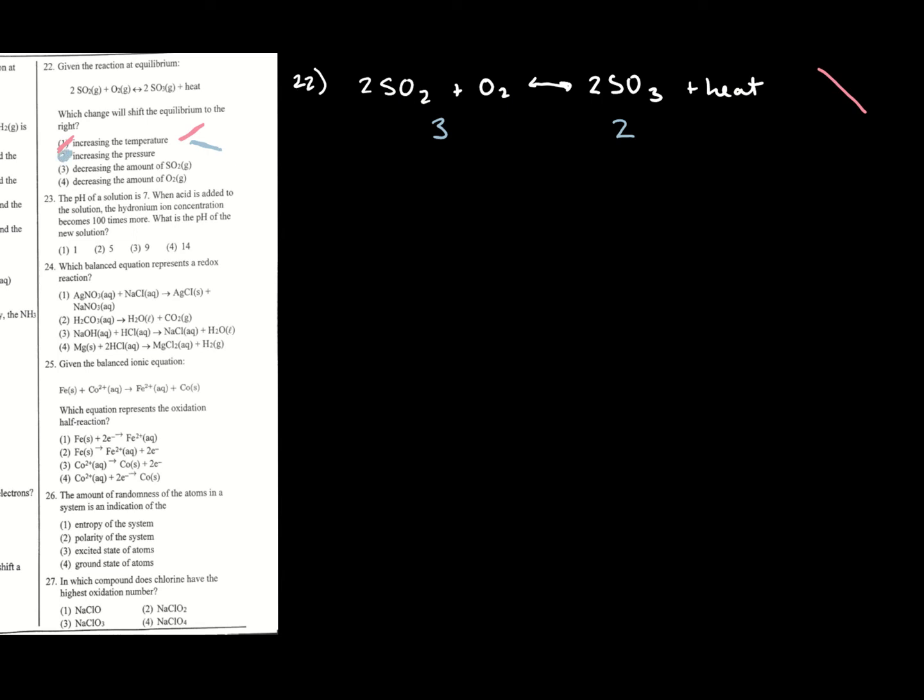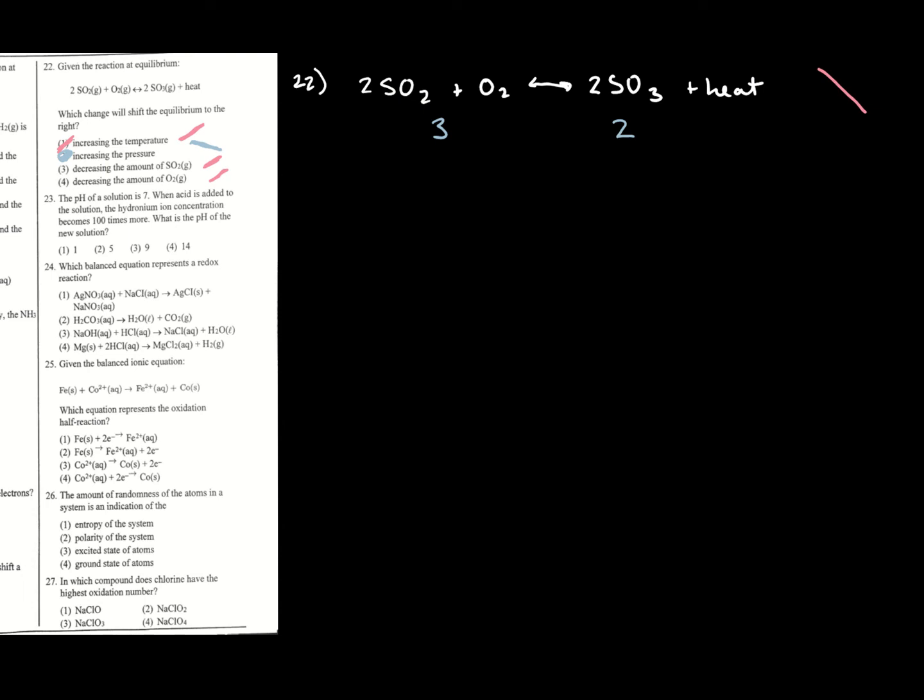Choice 3, decreasing the amount of SO2, lowers the left side, as does choice 4. Both left sides lower down like that, because we're lowering the amount of SO2 and O2, so that left side lowers, and the ramp slides everything to the left.